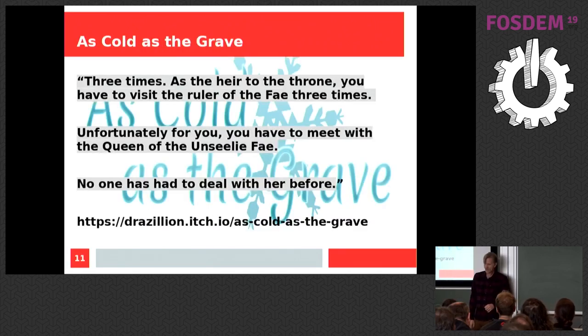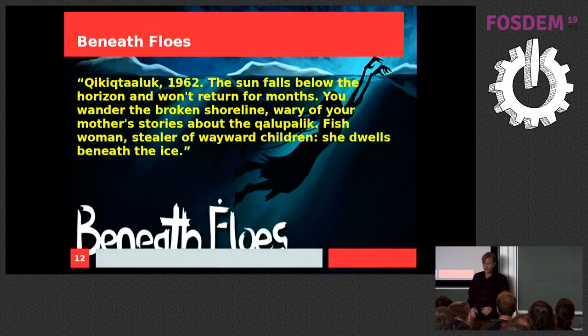As Cold as the Grave is a rather standard interactive fiction. It's got magic. It's got lesbians making out. This is a very common interactive fiction, but not so common in games in general. And I think that is one of the beautiful things about hypertext interactive fiction, because it is easy to create. It brings in these minority voices. Beneath Flows was actually a game created using funding from the Canadian First Nations Game Fund. So it is, as far as I know, the only game I've ever played that has something to do with First Nations Arctic Canadian culture, which again is not something that you see very often in Assassin's Creed.